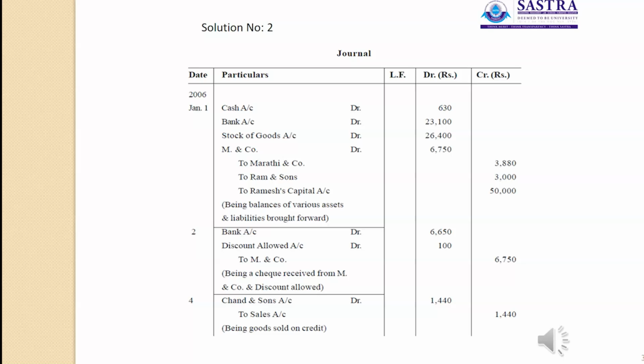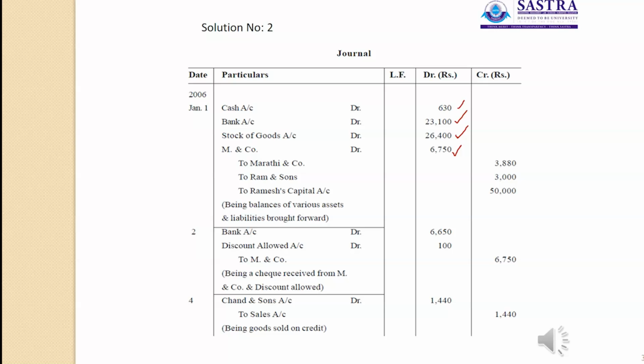Okay, in the books of journal, January 1st, 2006. Here, what are the assets we have? Cash account debit 630, bank account debit 23,100, stock of goods account debit 26,400, M&M company account debit 6,750.